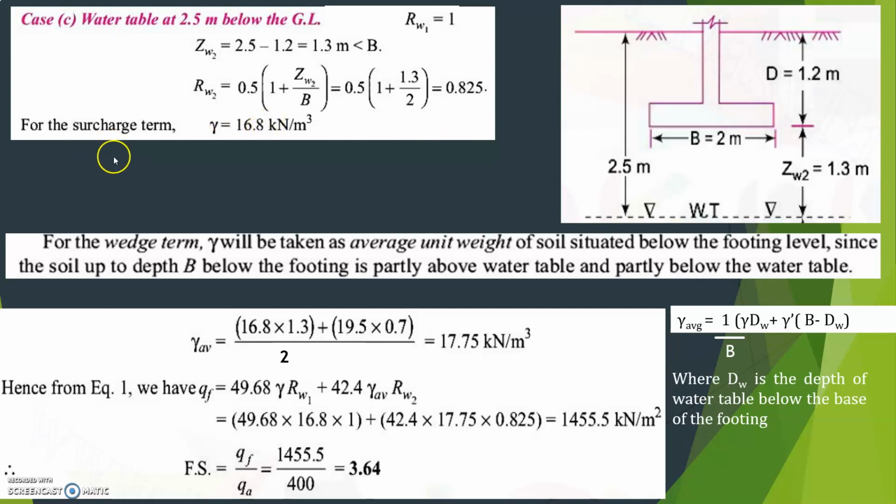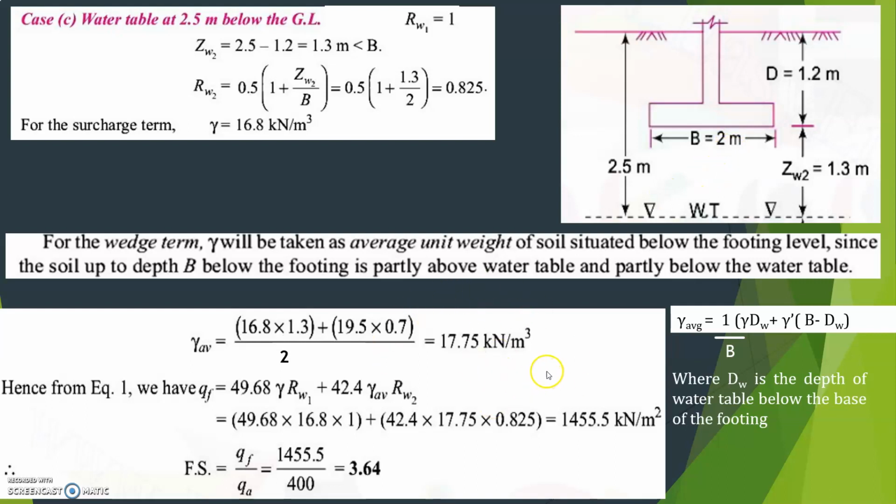Now for the surcharge term, there is no effect of the water table because the water table is located here. For this soil, there is no change in the conditions of the bulk density. It remains the same, so gamma is equal to 16.8 kilonewton per meter cube. But for the wedge term, gamma will be taken as the average unit weight of soil situated below the footing level, since the soil up to the depth B below the footing is partly above the water table and partly below the water table. So for this you have to calculate gamma average.